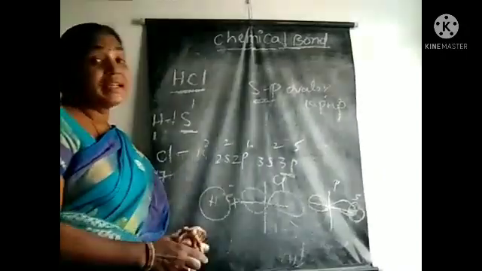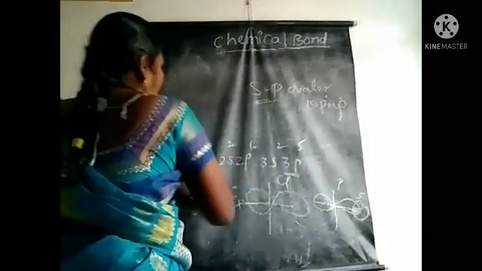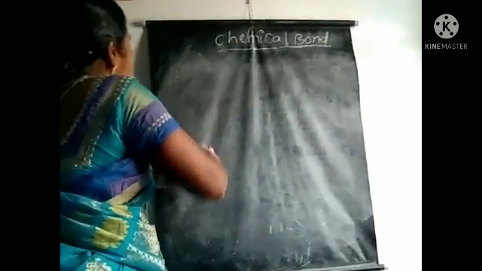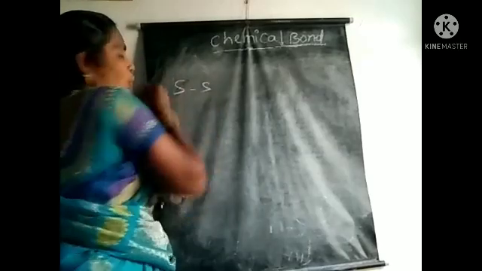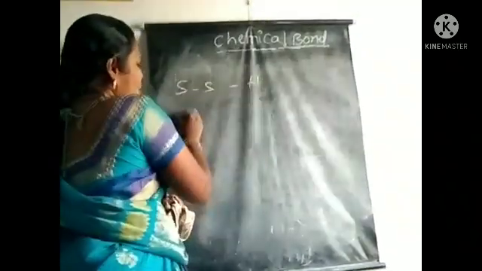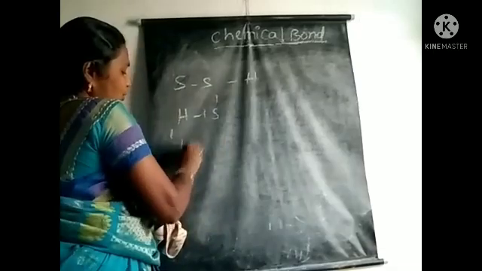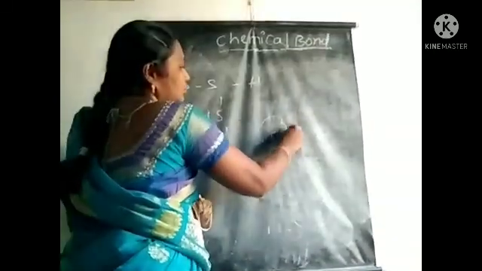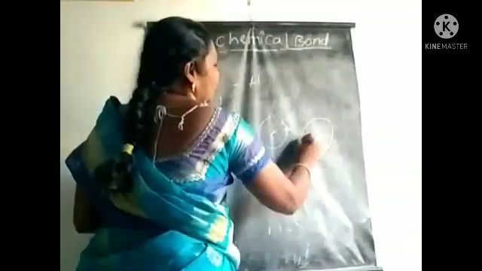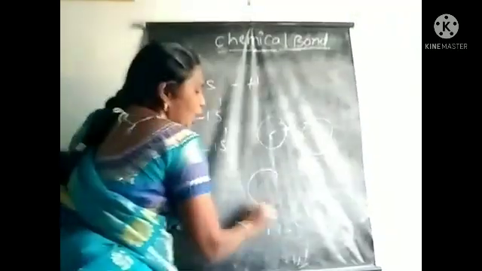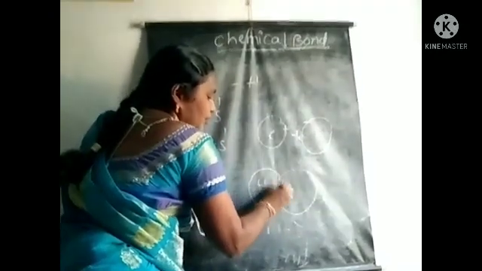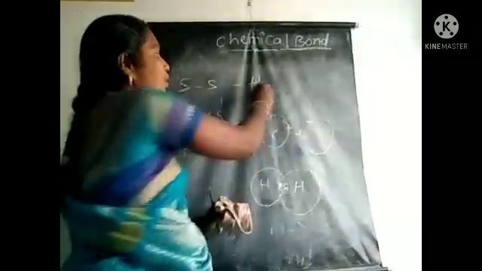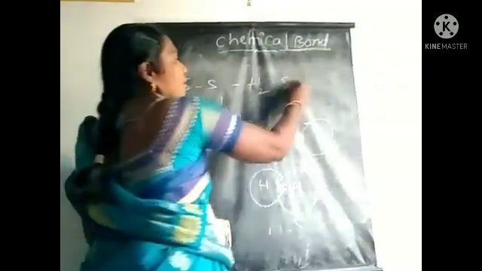Okay, next, ss overlapping. Example 1. Take hydrogen, 1s1. Another hydrogen is also 1s1. Here, the electron is present in the s orbital. Here also, the outermost electron is present in the s orbital. There is overlapping of the two s orbitals. This is the formation of the H2 molecule by ss overlapping.